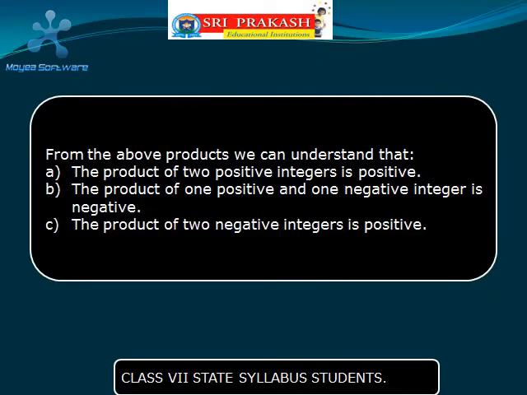From the above products, we can understand that the product of two positive integers is positive. Let me repeat. The product of two positive integers is positive. The product of one positive and one negative integer is negative. Let me repeat. The product of one positive and one negative integer is negative. The product of two negative numbers is positive. Let me repeat. The product of two negative integers is positive.